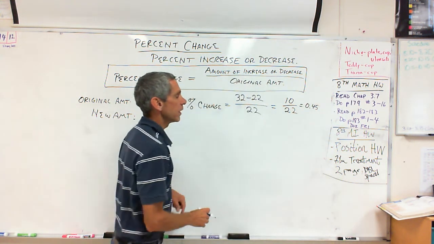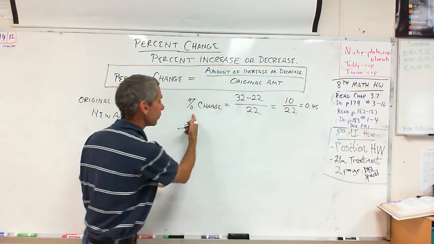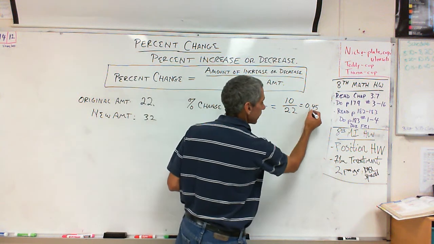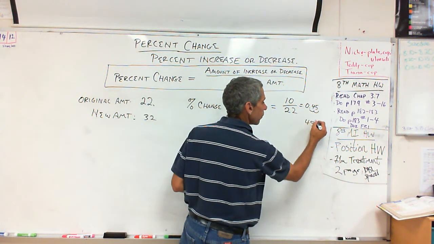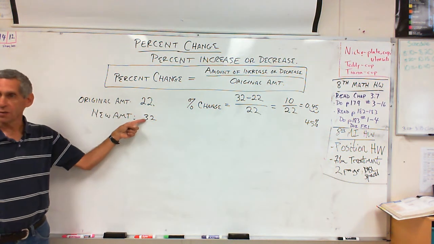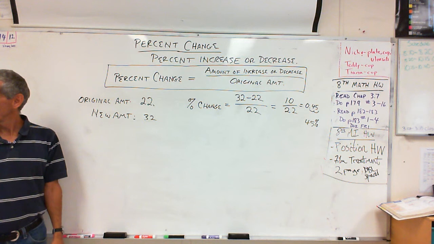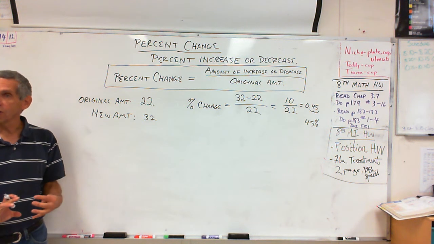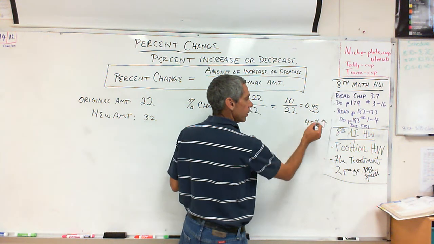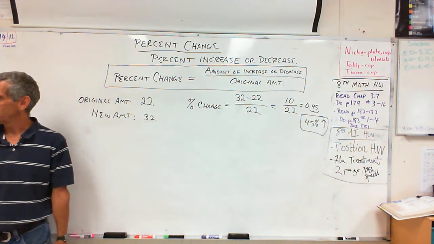0.45, that's good enough. And so I'm going to just turn that into a percent, right? Because it's asking for percent change, not decimal change. So I'm going to change that into 45%. We started at 22. We ended at 32. Was that an increase or a decrease? Increase. If the original amount was 22 and the new amount's 32, increase. So you can write it like this with a little arrow. So that's your answer. 45% increase. See that?